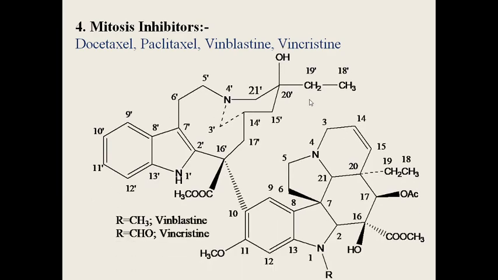Okay, next here it is the structure of vinblastine and vincristine. First look at down here. Here is a benzene ring, and with this benzene ring a tetrahydropyrrole is fused, and to this tetrahydropyrrole, in its 2 and 7 position, a cyclohexane is fused, and to this cyclohexane, in its 21 and 20 position, a piperidine ring is fused, and to this piperidine ring at 4 and 21 position, here a tetrahydropyrrole is fused.